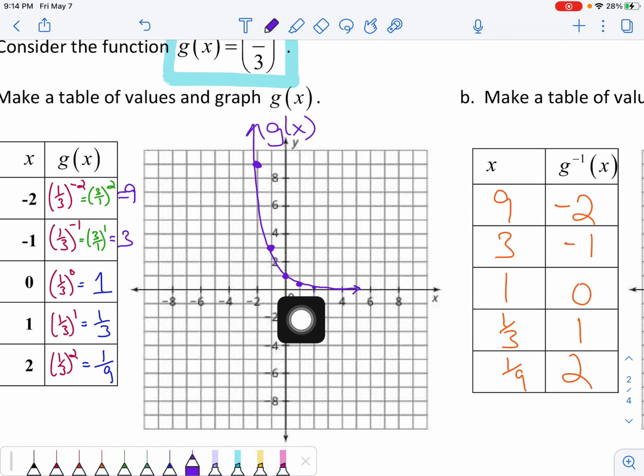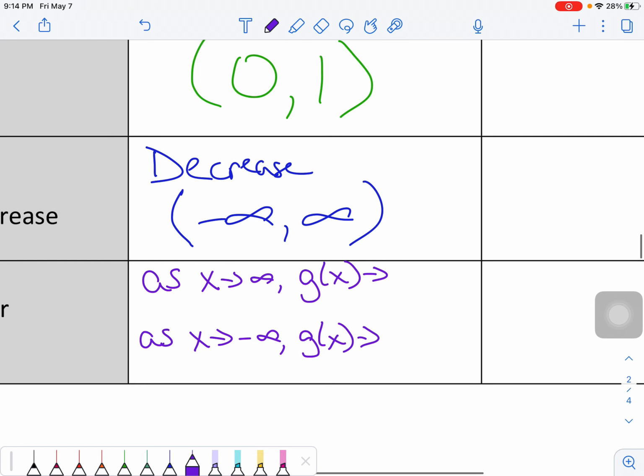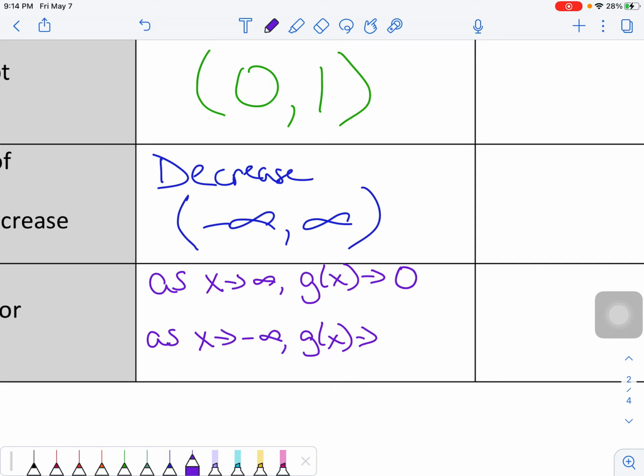Okay. So from the origin, if I look to the right, what is this curve doing? That's what I'm trying to figure out. Well, the curve is getting closer and closer to the x-axis, which means it is getting closer and closer to a function value of 0. So that means g of x is approaching 0 as x approaches infinity.